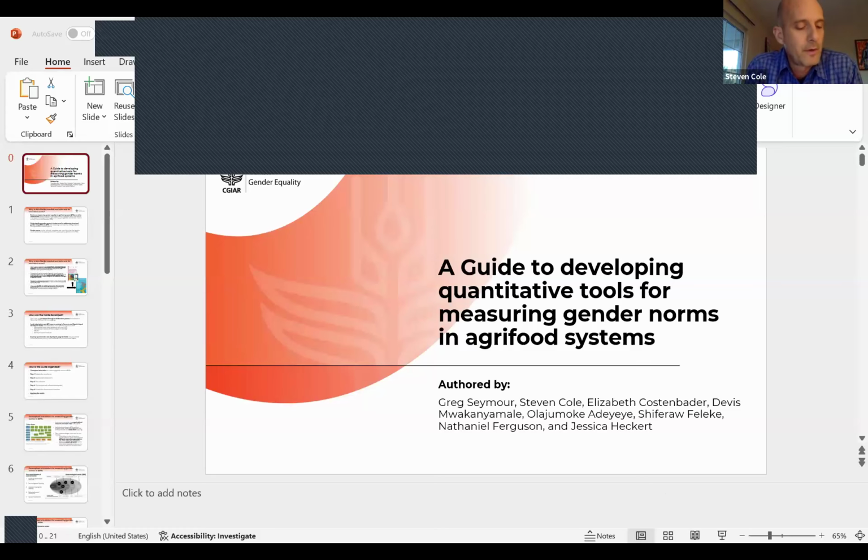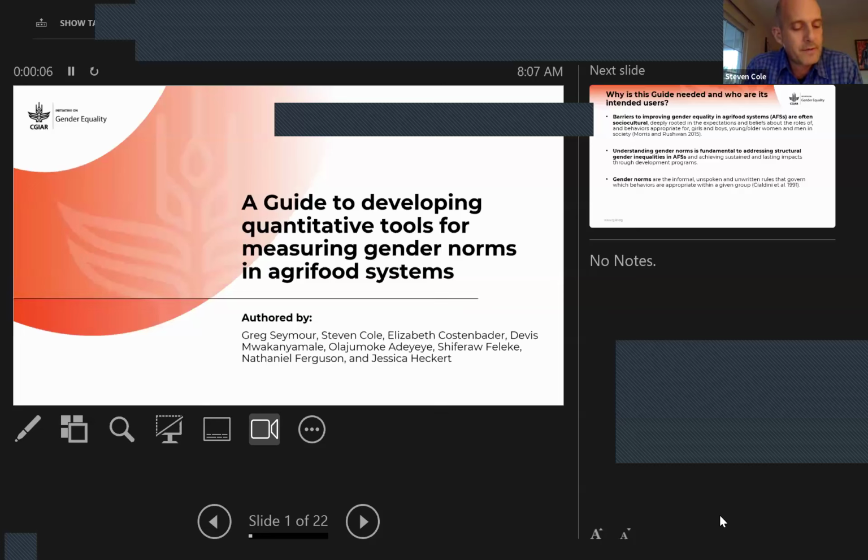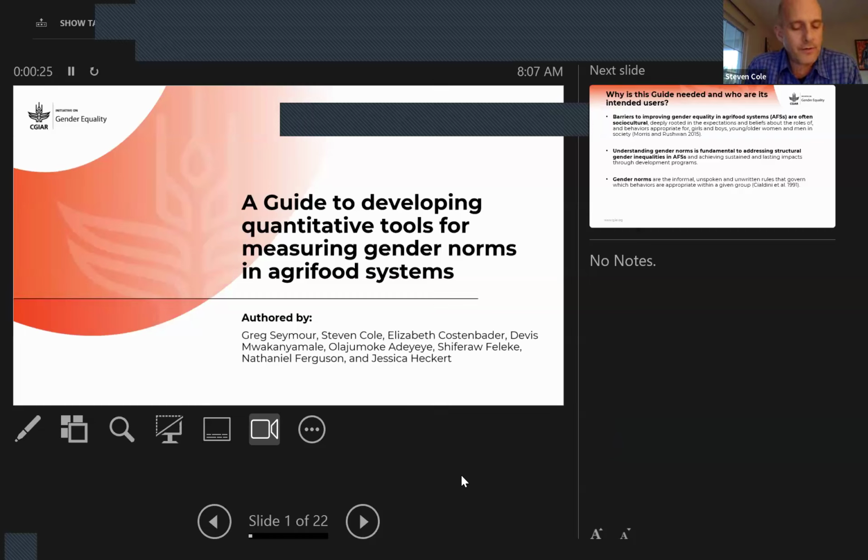And before we get started, one last point: you'll learn today that this guide was developed and piloted using a participatory approach. We piloted the guide in two very different country contexts and across multiple agri-food systems, and it is intended to be a guide and is not prescriptive in nature. So it is our hope that some of you will find the guide helpful when developing your own tools to better understand, measure, and address gender norms in agri-food systems in your country context.